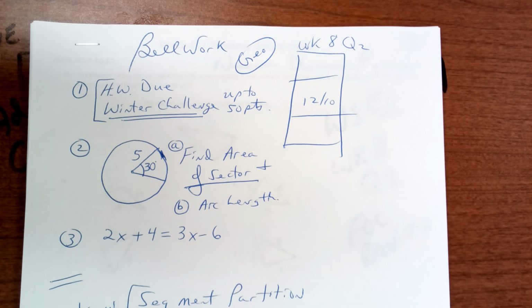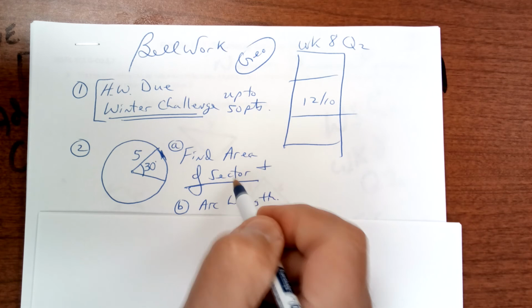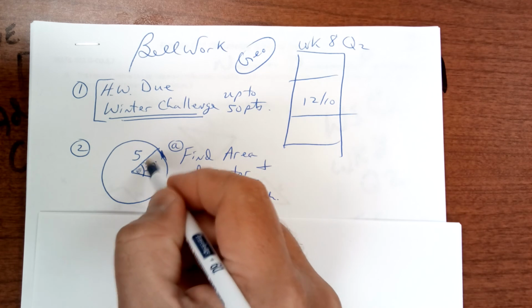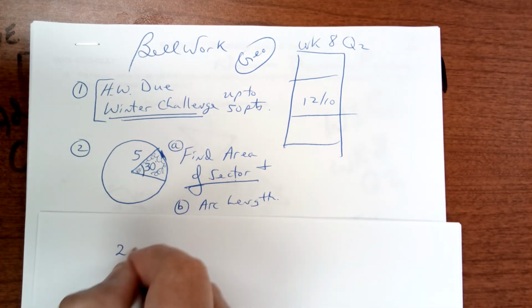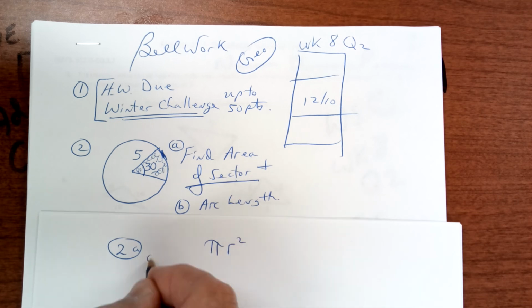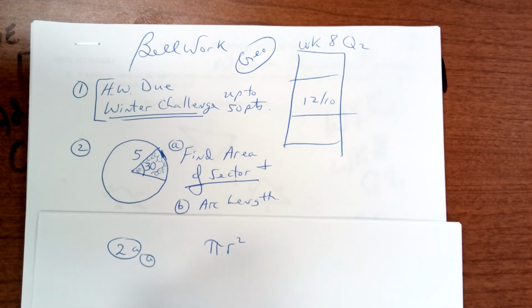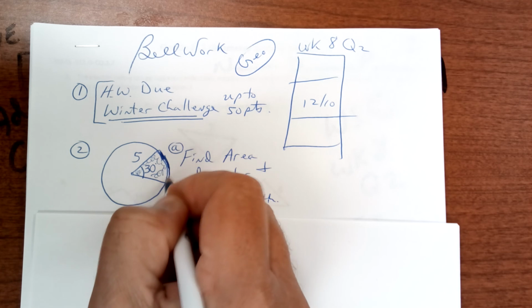Let's take a look here. I want the area of the sector. That's going to be like a slice of pie. So for A, it's pi radius squared. Okay, but for B, it's how long this piece is. Okay, so two different problems here.